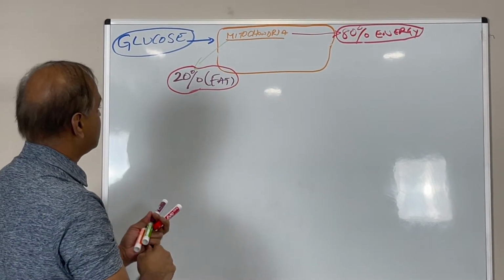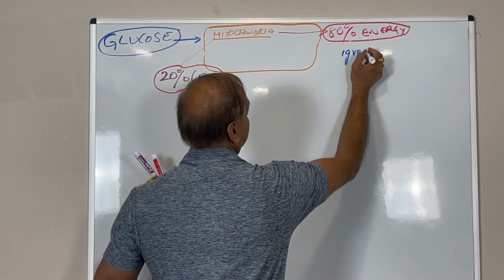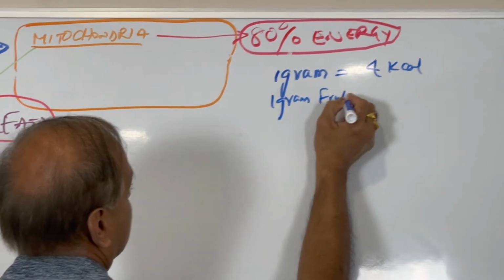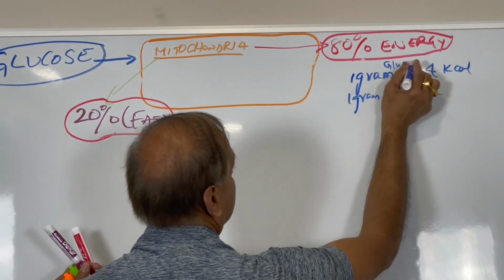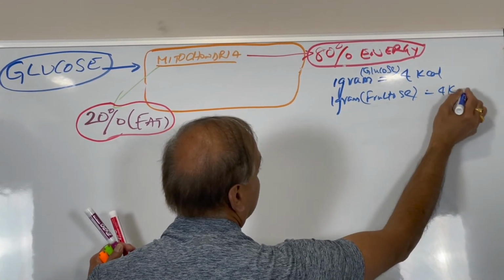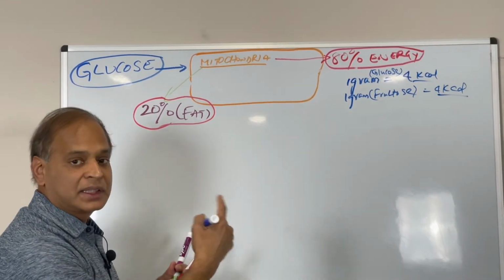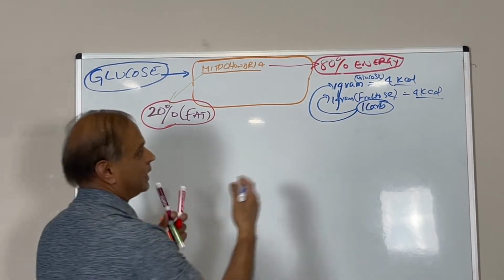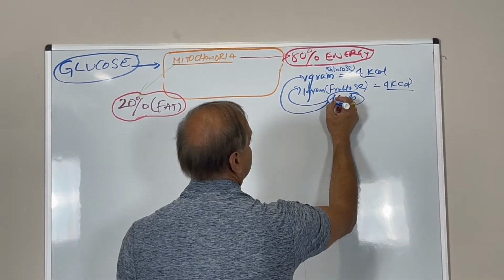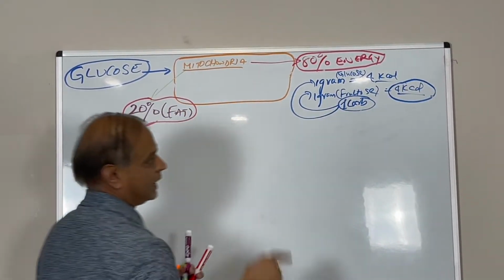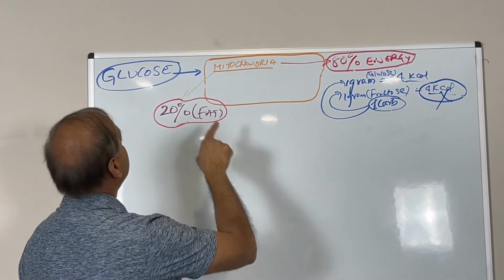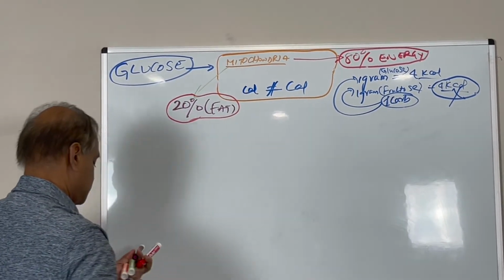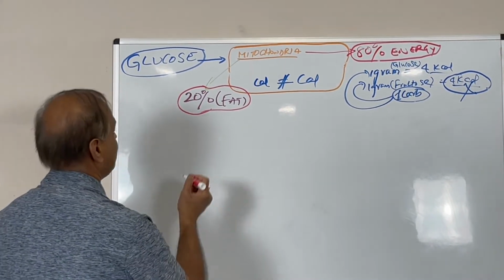Now coming to fructose, because a calorie is not a calorie. 1 gram of glucose gives 4 kilocalories and 1 gram of fructose also gives 4 kilocalories. They say 1 gram of carbohydrate gives 4 kilocalories, but that doesn't actually happen when I separate this into glucose and fructose. That's why I said a calorie is not equal to a calorie. This is a recap so that you understand how this pathway works.